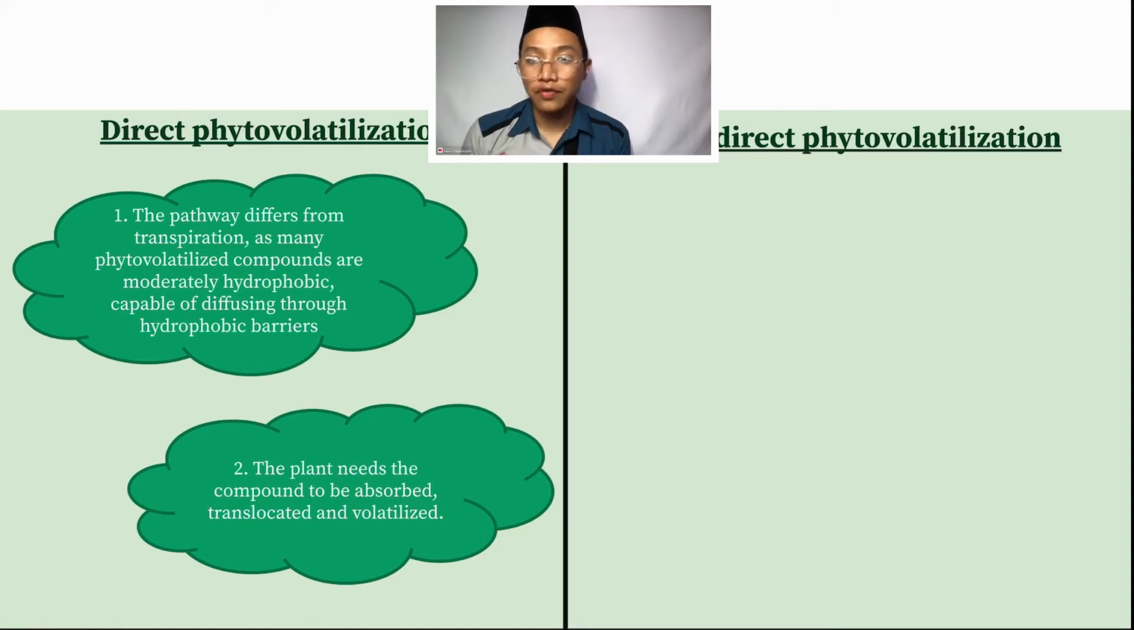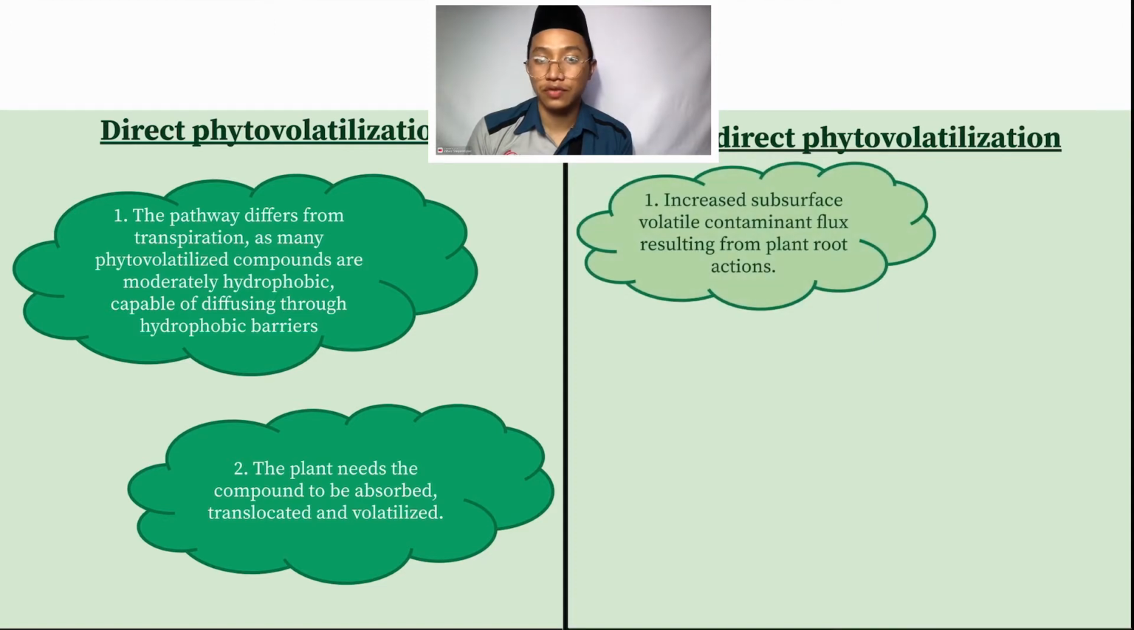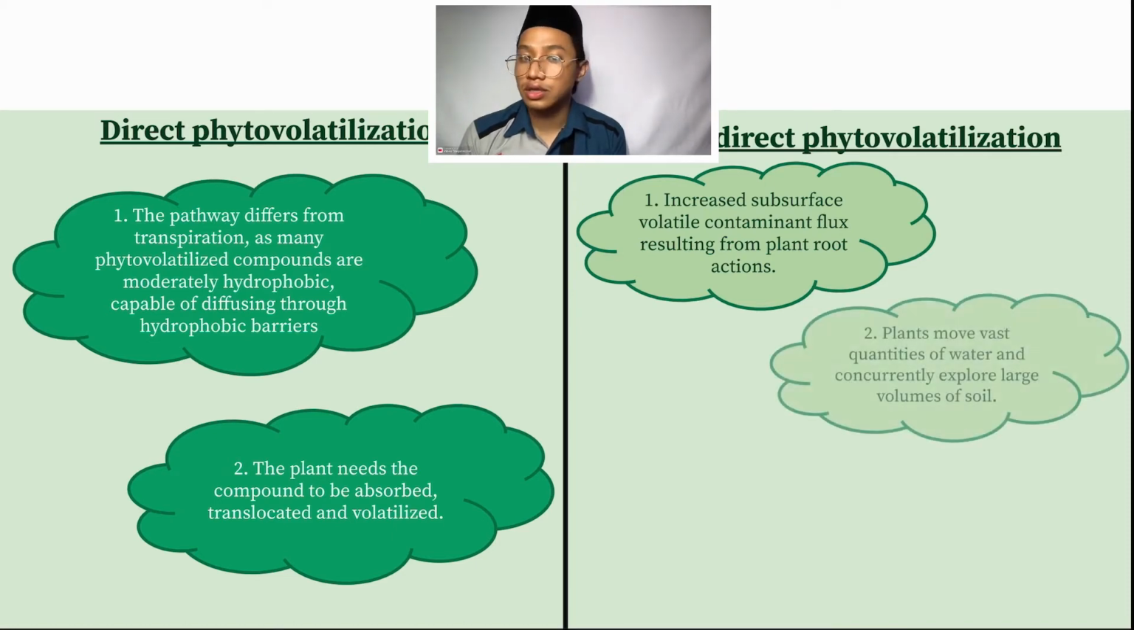For indirect phytovolatilization, there is an increase in volatile contaminant flux from the subsurface resulting from the plant's root activity. Apparently, plants move vast quantities of water, globally around 62,000 cubic kilometers per year, and concurrently explore a large volume of soil, and this causes profound changes in the subsurface chemical fate and transport.